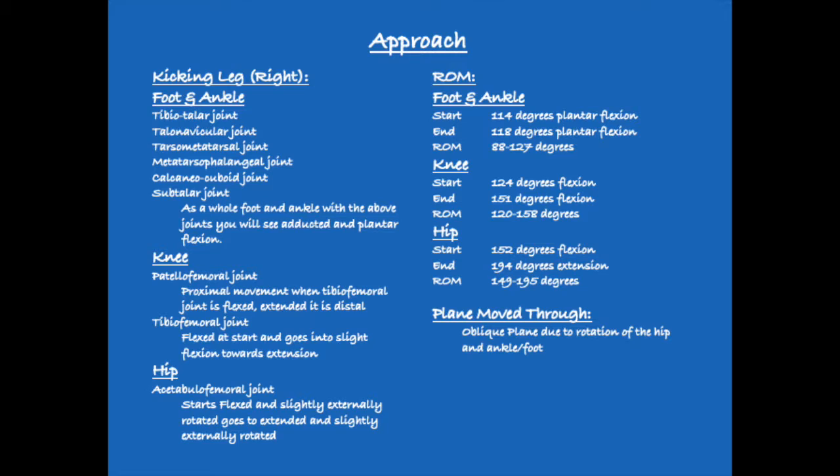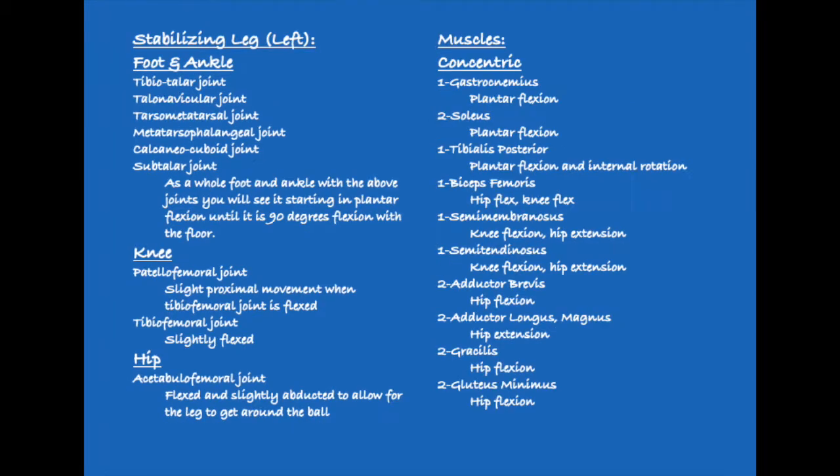The range of motion in the foot and ankle started at 114 degrees plantar flexion and ended in 118 degrees plantar flexion, with a total range of 88 to 127 degrees. The knee started at 124 degrees flexion and ended at 151 degrees flexion, with the total range of motion being 120 to 158 degrees. The hip started in 152 degrees flexion and ended in 194 degrees extension, with the range being 149 to 195 degrees. The plane was the oblique plane due to the rotation of the hip and the foot and ankle.